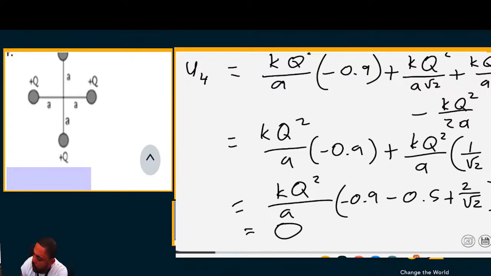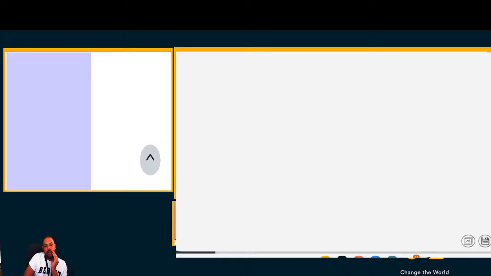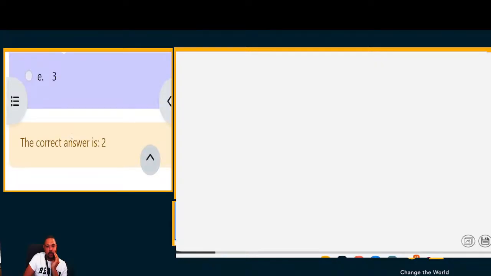Therefore, the electric potential combination with the smallest electric potential energy is number 2, which is D. So let's click and check. Yes, indeed, the correct answer is number 2.